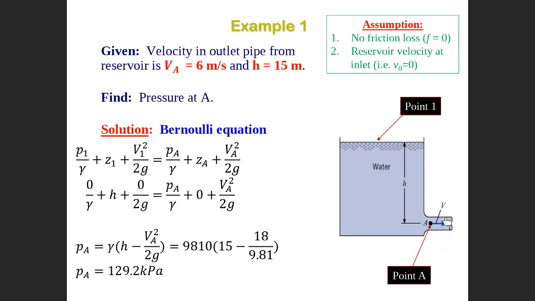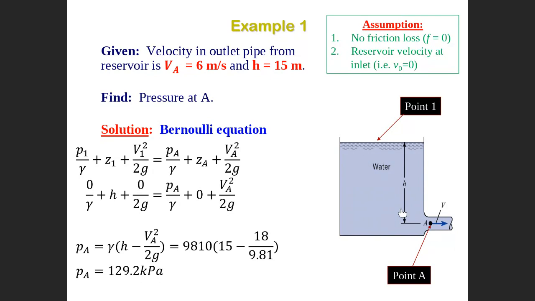Head equals the head, from this point to point A. The head is 15 meters. What is the question? This is a given: the velocity is given and the head is given. What is the pressure at A? We need to know the pressure at A.